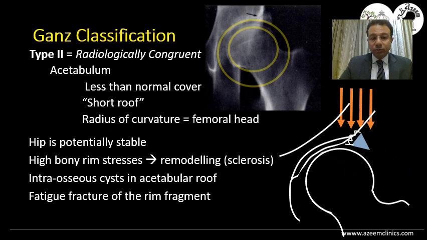While in type 2, the radiologically congruent type, the acetabulum here is only a short roof with less than normal coverage. And that's why the radius of curvature of the acetabulum and the femoral head is very close to each other. The hip here is a potentially stable one, only there is high stress on the rim of the bone, leading to abnormal remodeling, intraosseous cystic changes, and later on osteoarthritis. This may result in fatigue fractures of the rim of the acetabulum.